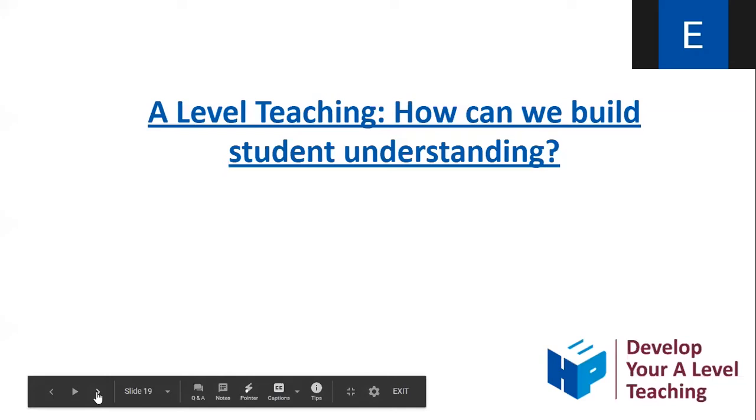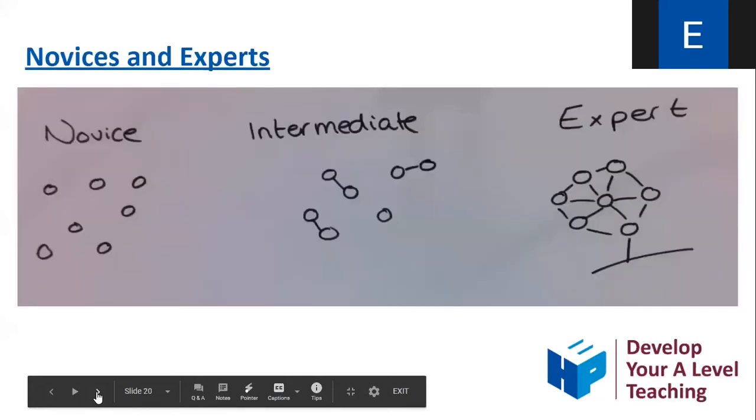As we are building student understanding, what we are doing is making ever more sophisticated schema by building more and more links between pieces of knowledge that students have. Next slide.